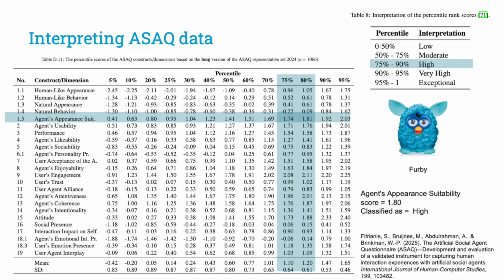If we look here at the agent appearance suitability, then 1.8 would fall between the 75 and 80 percentile, because the 75th is 1.74 and the 80th is 1.8 something. So it would be in that margin. And to give an interpretation, the paper also gives one. Between the 75 and 90 percentiles, we would classify it as high. So the Furby, we could say, compared to this 2024 set, has a high score when it comes to agent appearance suitability. That gives you a bit of an interpretation on how to report your results.